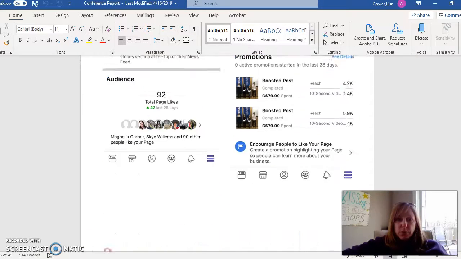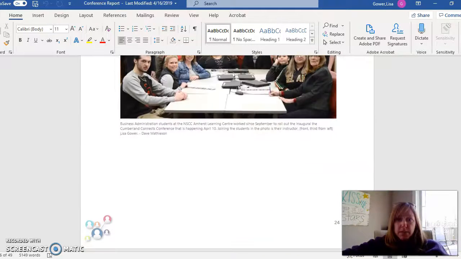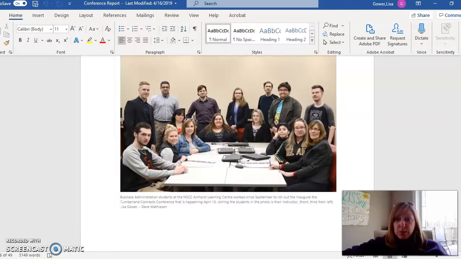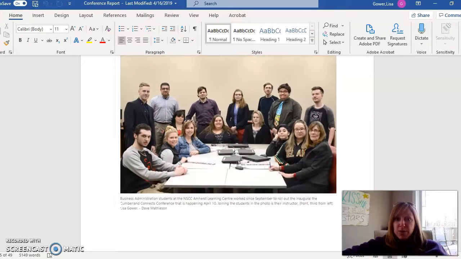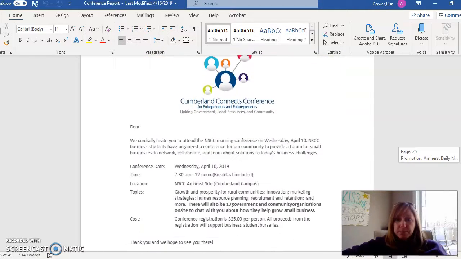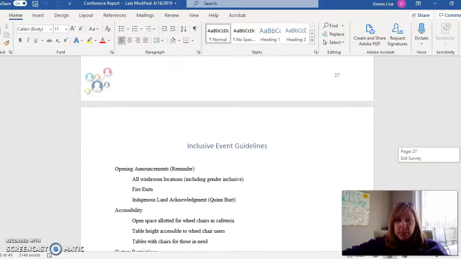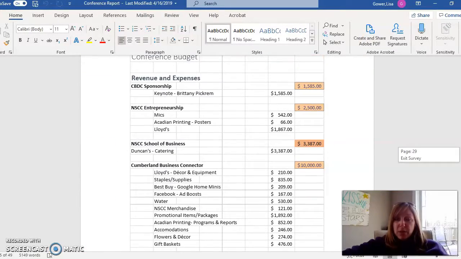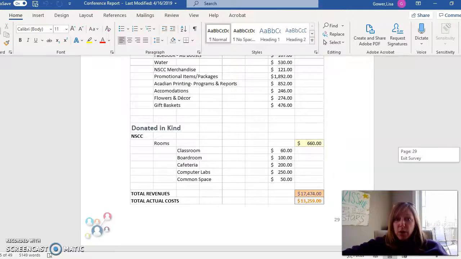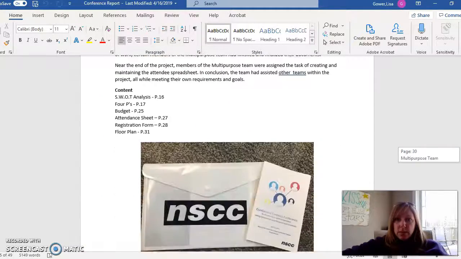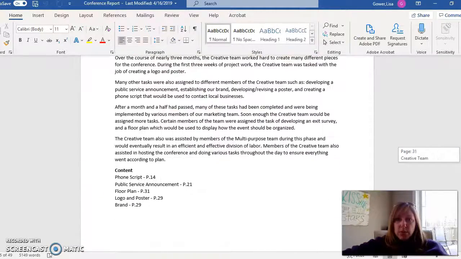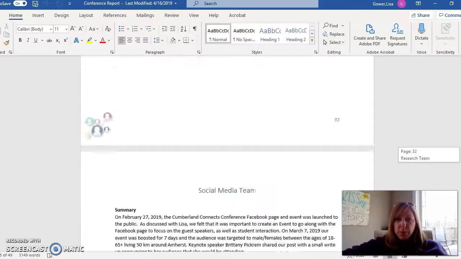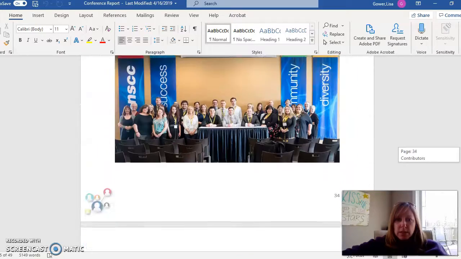Let's see, those are more on their social media. We actually did do a newspaper article. This was a snippet from that. Let's see, a little bit of their budget, what they expected to generate in revenue and costs. A little bit more. I think that'd be about it. That would be applicable to your plan.